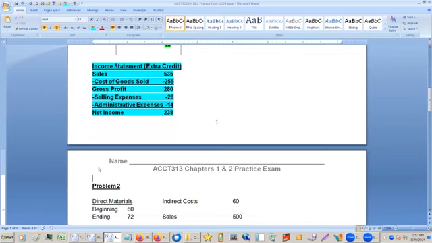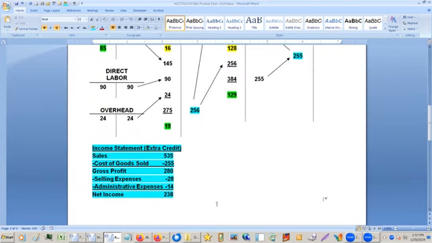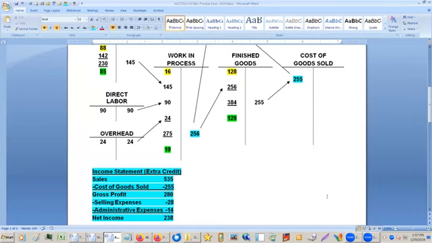So I have a question. Why are the selling and admin expenses taken out after gross profit is calculated? Oh, very good. It's an excellent question. Let me do something here.